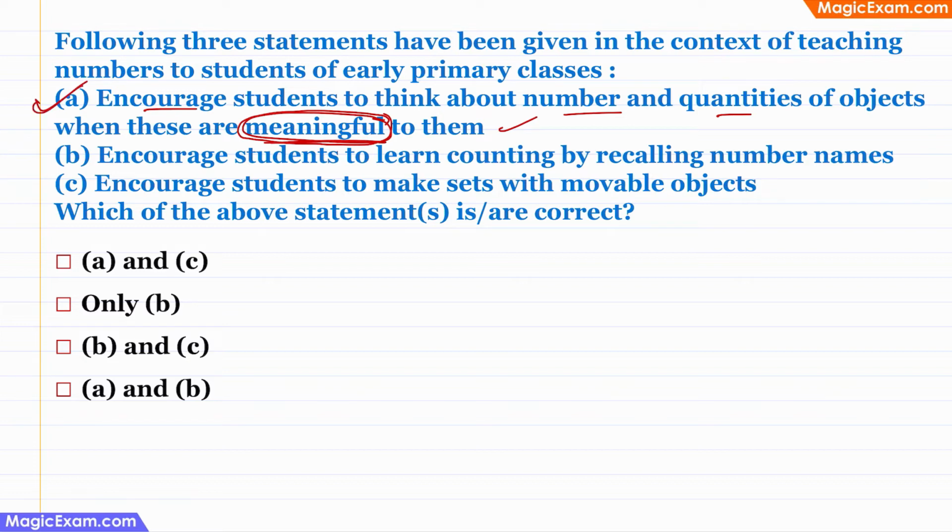Next, encourage students to learn counting by recalling number names. Recalling number names means that children are just memorizing something and recalling it. So this is not useful, right? And the last one says, encourage students to make sets with movable objects. If you have seen how mathematics and counting especially is taught to small children, they use blocks or other objects to make numbers or make groups, and that's how they learn counting. So this is also very useful.